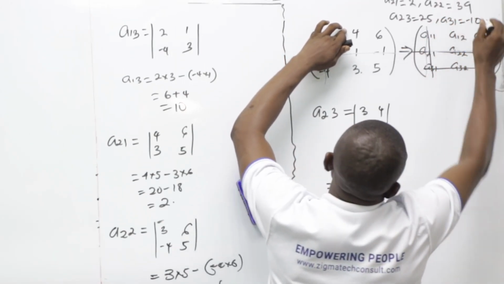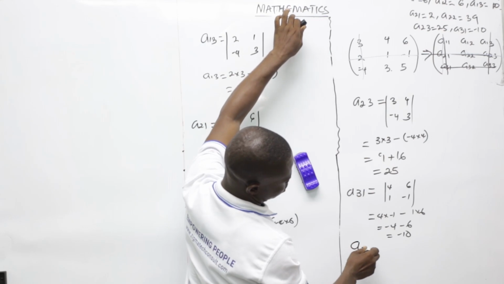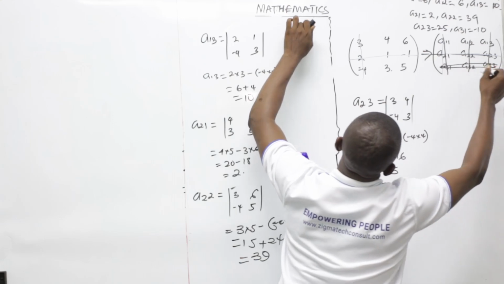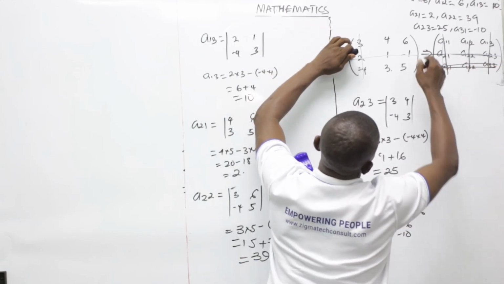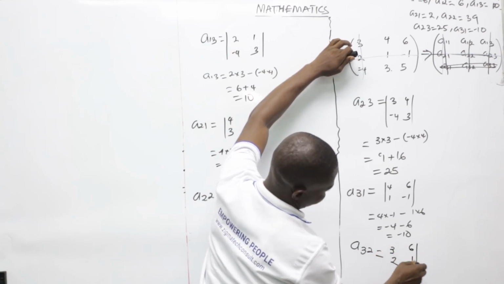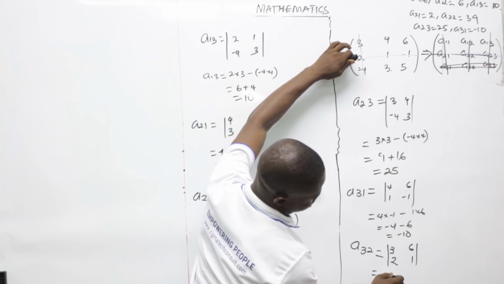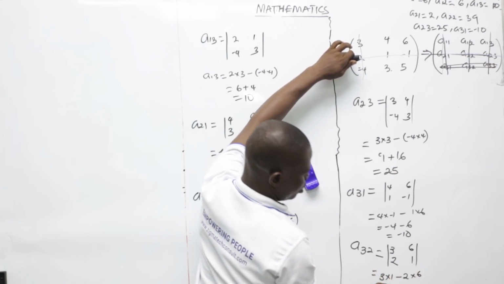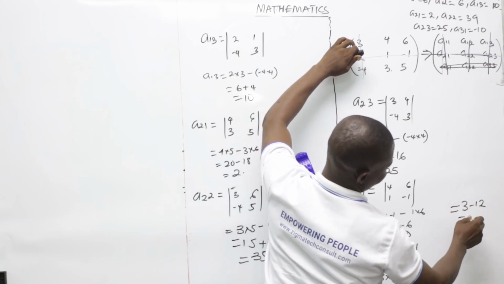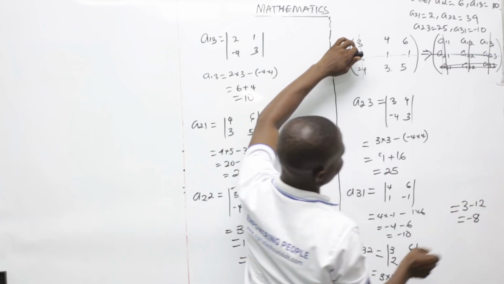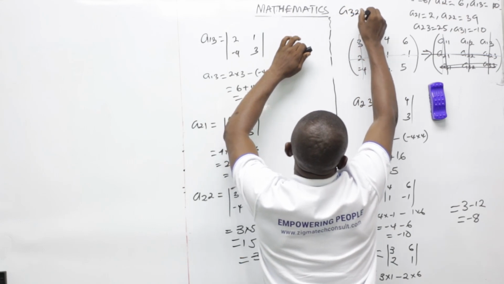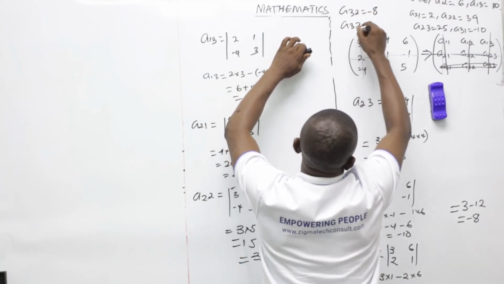A31 equals minus 10. Then A32 will give us, look at the position, see it this way, this way. So what will remain? This, that is 3, 2, 6, and 1. So that 3 times 1 minus 2 times 6 will give us 3 minus 12 equals minus 8. A32 equals minus 8.